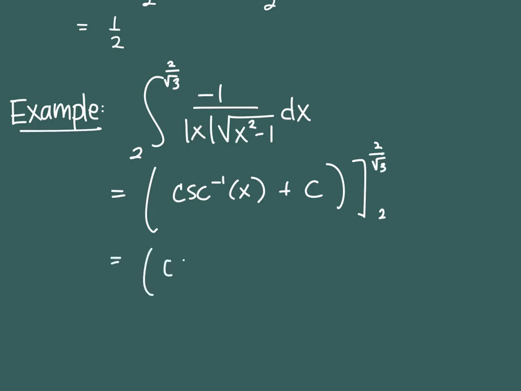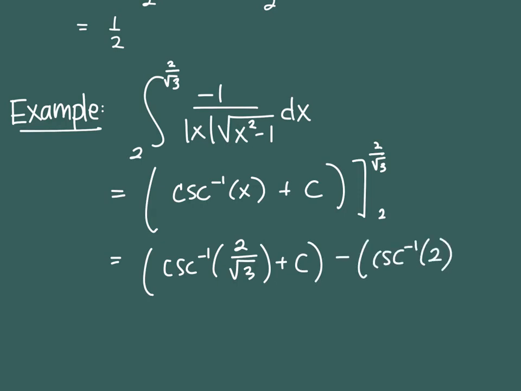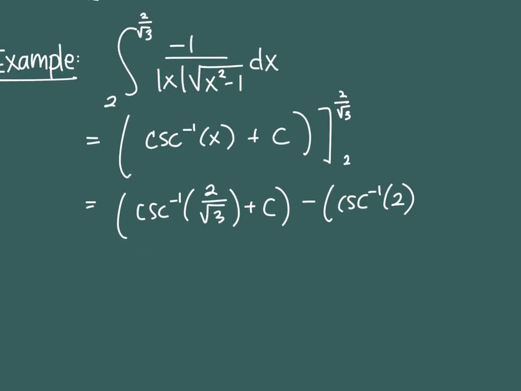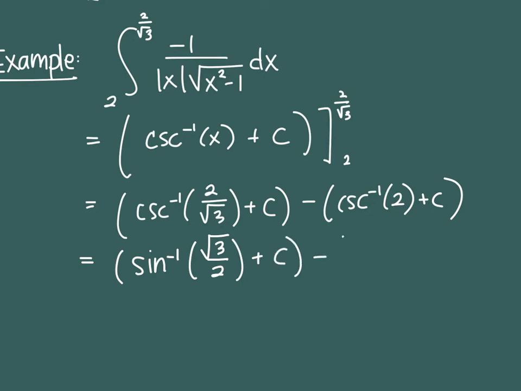Which means we can now substitute, and we'll have the inverse cosecant of 2 over rad 3 plus c minus the inverse cosecant of 2 plus c. I prefer to evaluate those as sine inverses. So that's the sine inverse of the reciprocal, rad 3 over 2. That's just easier for me. The cosecant inverse would be the sine inverse of 1/2 plus c.